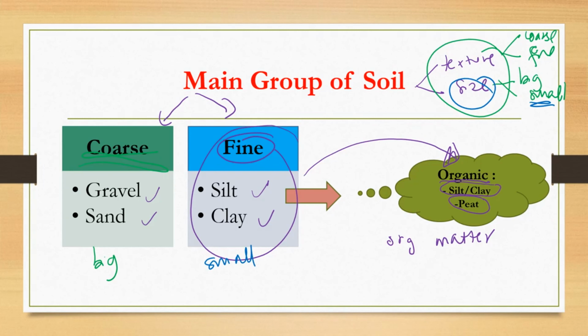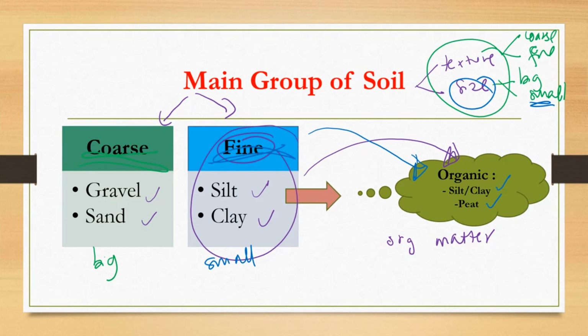Okay, small. And if you're talking about the texture, it is fine. In addition to fine grain soil, as I mentioned previously, you have organic soil, and under organic soil you have organic silt or organic clay, and another one is what we call peat. So how do we differentiate whether it is organic silt or clay?